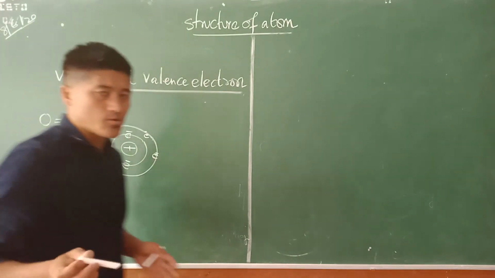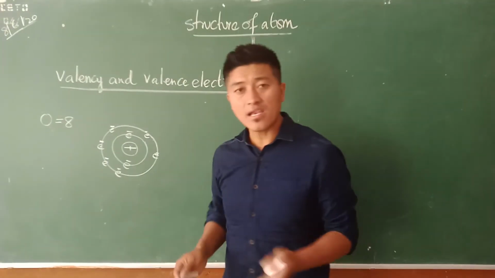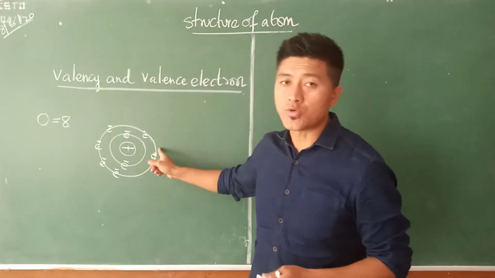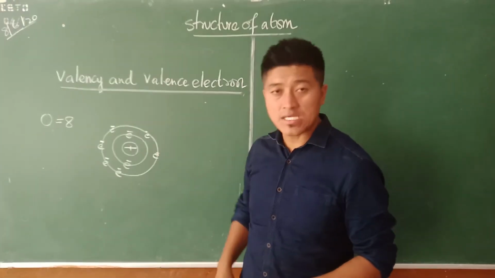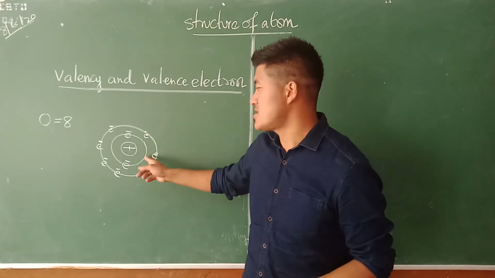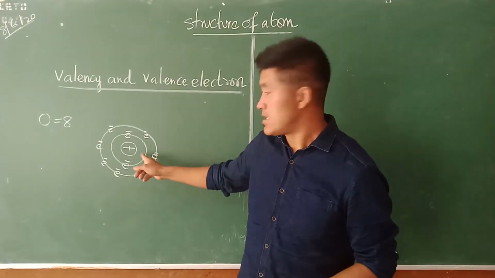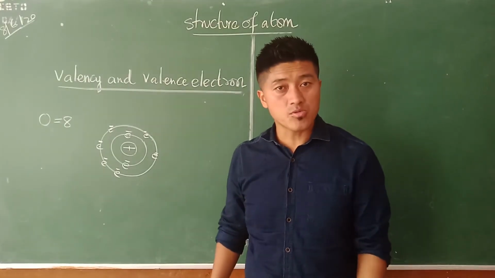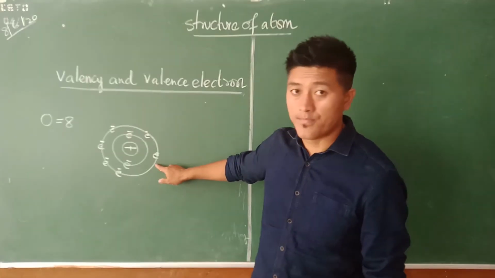Now if I ask you how many shells are there in oxygen, what are you going to say? 1 and 2. Now if I ask you which one is the innermost shell, you are definitely going to say this is the innermost shell. Now this is the nucleus, okay? This is the innermost shell. Which one is the outermost shell? This is the outermost shell.